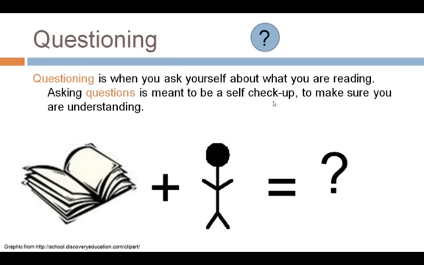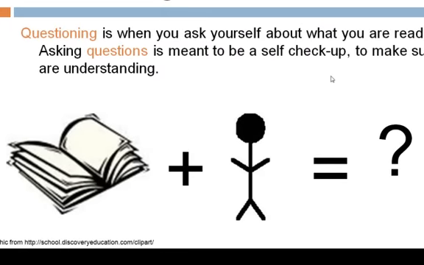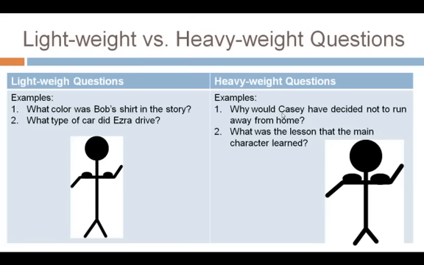The next is questioning. Notice our symbol, the question mark. Questioning is when you ask yourself about what you are reading. Asking questions is meant to be a self-checkup to make sure you are understanding. If you notice our graphic here, book plus you equals asking questions. This is important, and there are many different ways you can ask questions, including in groups or on your own in your independent reading. And there are 2 specific types of questions that we are going to discuss.